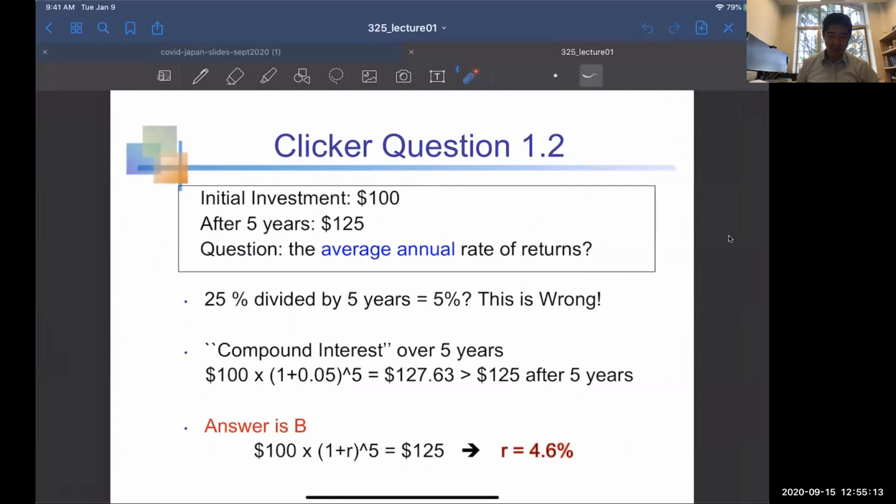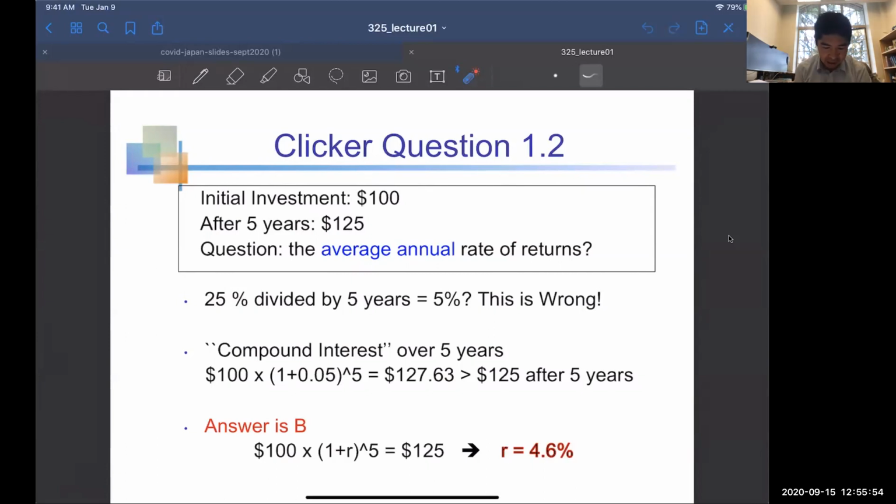So 25% divided by 5 years equals 5% is not right, because you got the initial investment. If you actually get the 5% every year, then you should earn more than 125 at the end of 5 years, because there will be an interest you're going to earn in the first year if it's 5%. So that interest you earn is $5, and then there will be an interest on the interest you earned in the first year. So there's a compound interest.